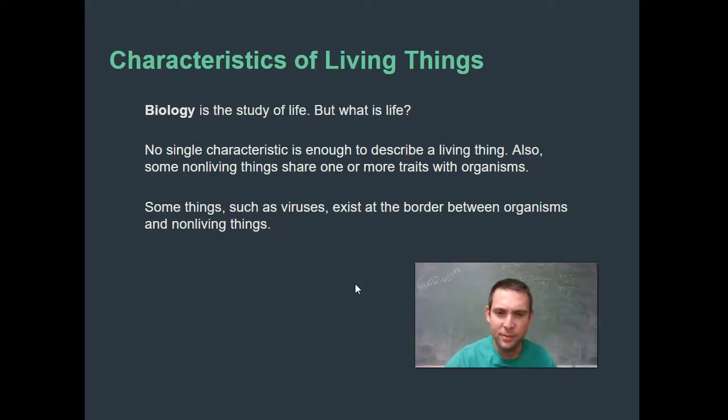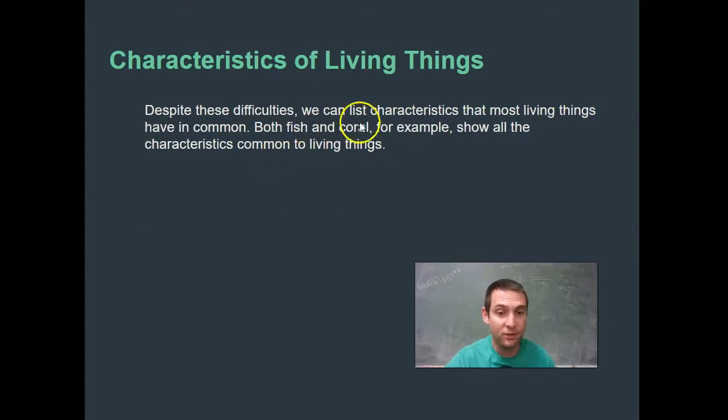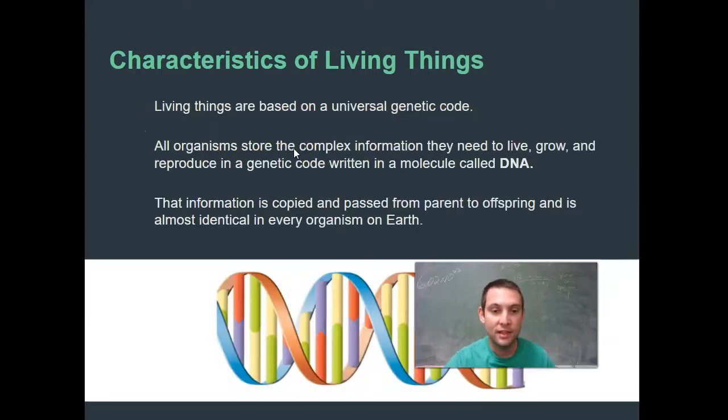Biology is the study of life, but what is life? No single characteristic is enough to describe a living thing. Also, some non-living things share one or more traits with organisms. Some things, such as viruses, exist at the border between organisms and non-living things. Despite these difficulties, we can list characteristics that most living things have in common. Both fish and coral, for example, show all the characteristics common to living things.